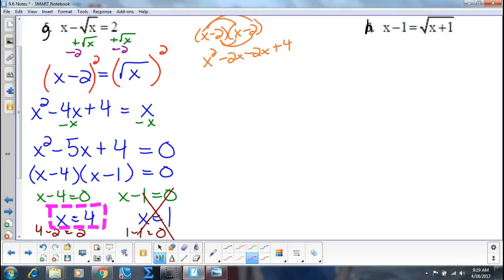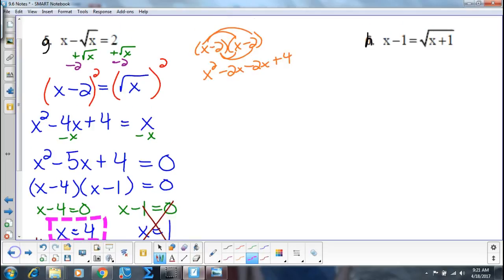Possibly. Okay? But you've got to check each answer, and hopefully you check each answer correctly. Okay? Do H for me, please. Is my radical isolated? Yes, my radical is isolated, so I can go right to squaring both sides.